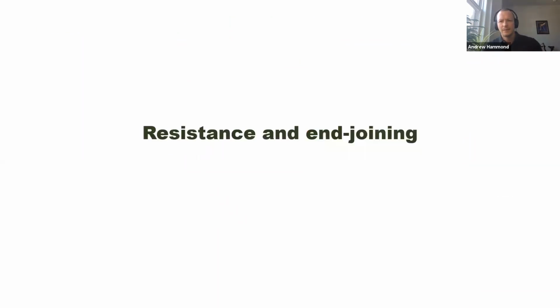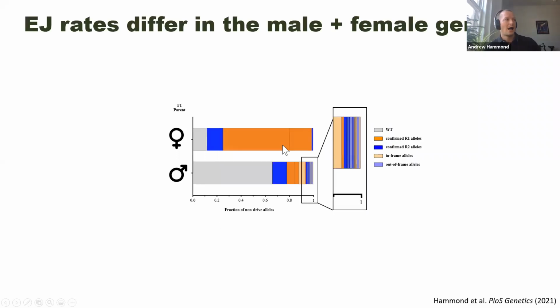So a little bit more on resistance and end joining. We wanted to understand what frequency does this occur at, and where is it occurring, and where do we need to focus our resources to try and solve the problem of resistance. So the first thing we did was we looked at how often these mutations are generated in the germline of female mosquitoes versus males. So in both instances, we see the gene drive copies about 99% of the time. But that remaining 1%, we wanted to know what happens to them.